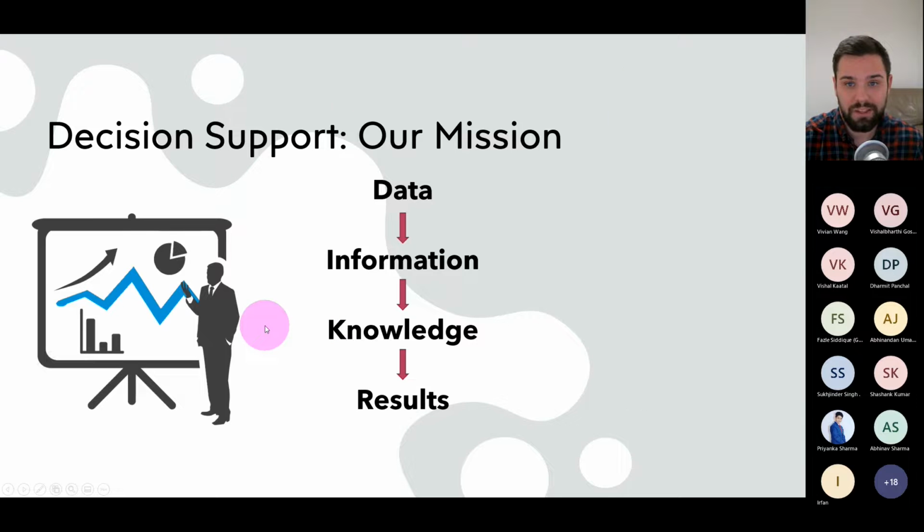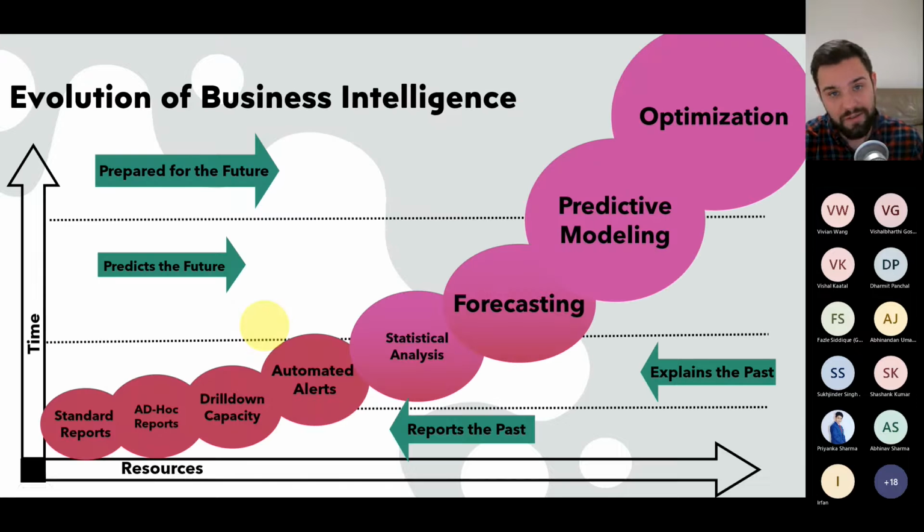Cool. So here's a little bit of a graphic on the evolution of business intelligence, and you can kind of see we've got time going up here and then resources spreading out this way. So the more resources you have, the more time you have, obviously the better solution you can have. And as we look through this, we can see the old way to do it, this is way back in the day, would just be like standard reports, where things would just be printed off.